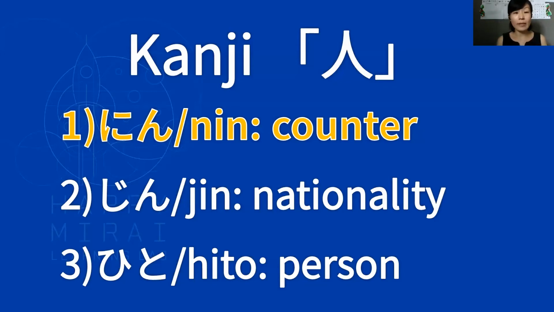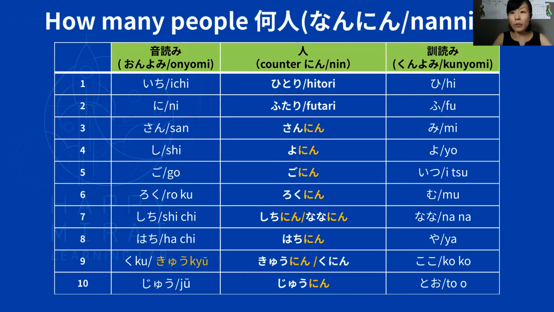So I will be showing you the example. First, let's look at the number one, nin, a counter for counting people. Today I would like to share something I have shared with people before: onyomi and kunyomi. Onyomi is the pronunciation created based on the Chinese pronunciation. Kunyomi is the pronunciation created originally. As a counter, you can look at the title over here: how many people, nan-nin.